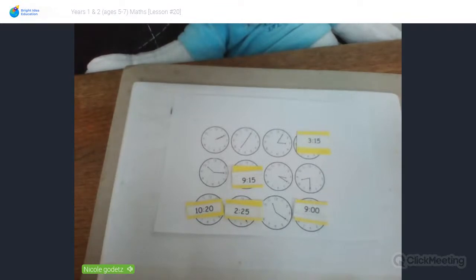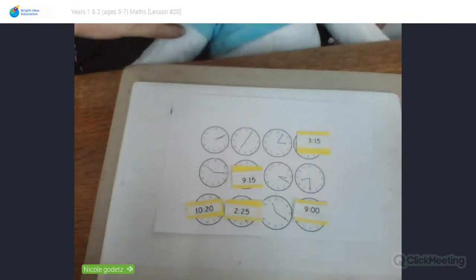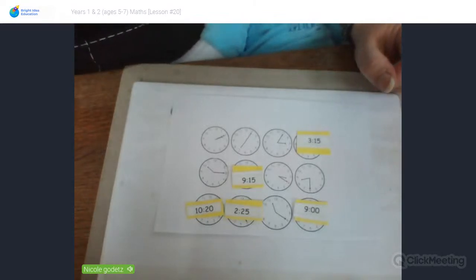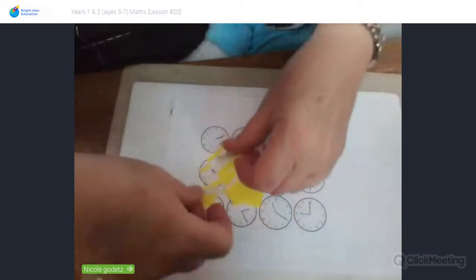House. Somebody's got house. Well done. And somebody else. Oh, we've got some bingos coming through. Well done. So it's good. It just helps you keep sharp. So well done, bingo.